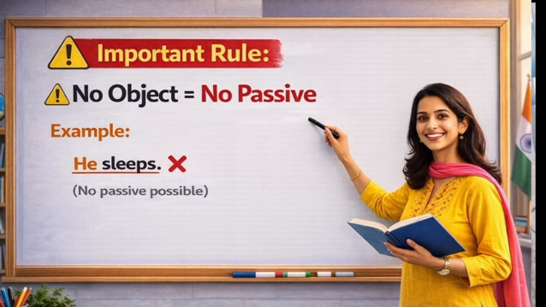Now, let me show you the sentence. For example, he sleeps. The subject is here and he is doing some action, that is sleeping, but there is no object. So if there is no object, that means we cannot change it into passive voice. Passive voice is not possible. I hope things are clear to you now. You are in a better position to answer your questions in the examination.